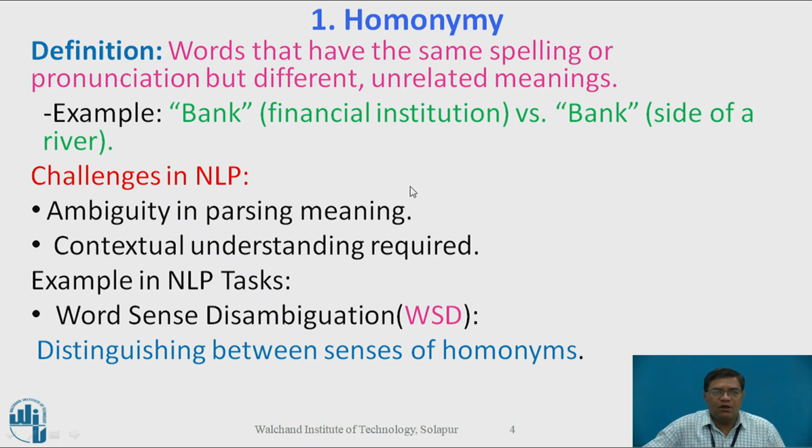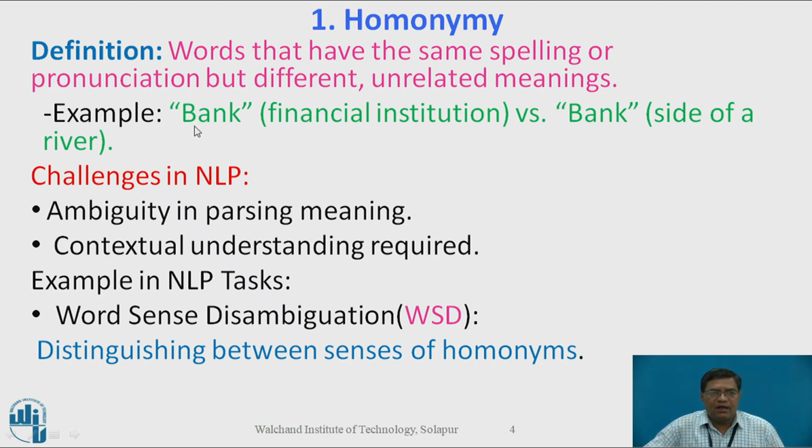By definition, words that have the same spelling or pronunciation but different, unrelated meanings are called homonymous words. For example, here we see the word bank. Its spelling and pronunciation are the same, but its meaning is different and unrelated, depending on the context. Here bank can be a financial institution or the side of a river.